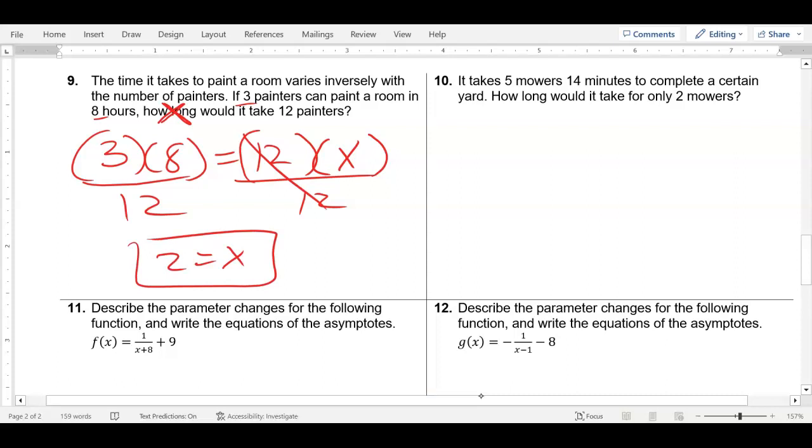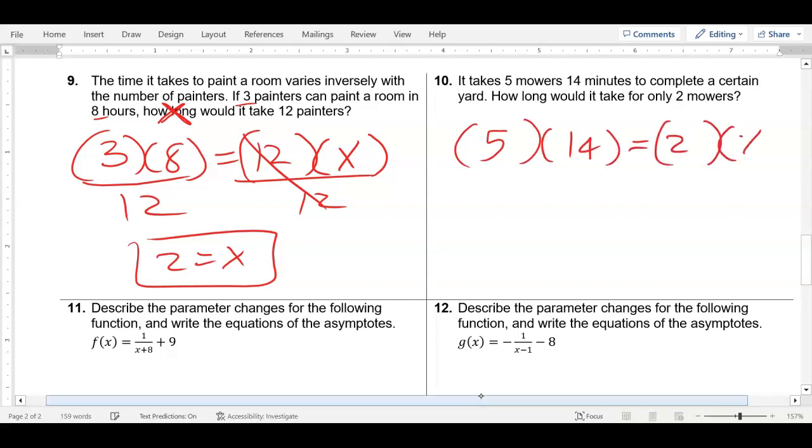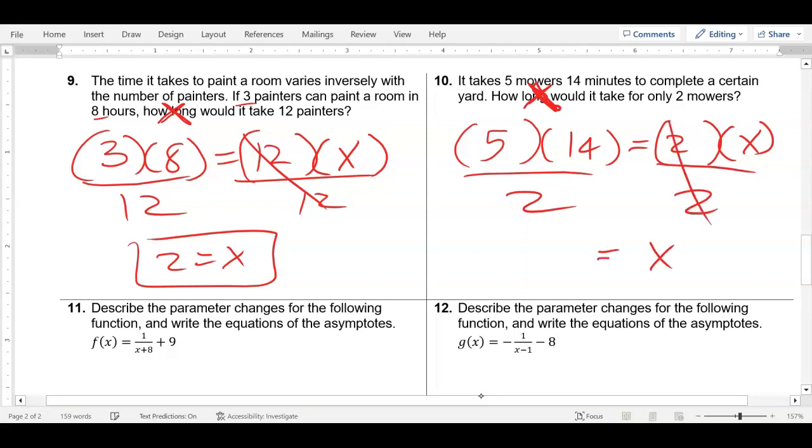Alright, it takes 5 mowers 14 minutes to complete a certain yard. How long will it take 2 mowers? Okay, well, same idea. 5 times 14 equals 2 times x. How long? That's an x amount of time. So again, you're going to divide by 2 to get x by itself. So x equals 35 when you do the math.